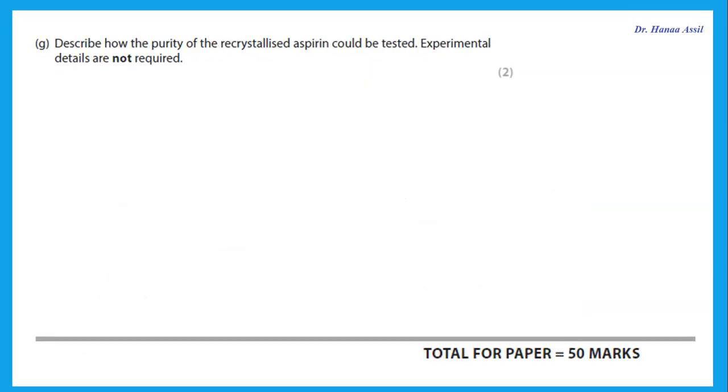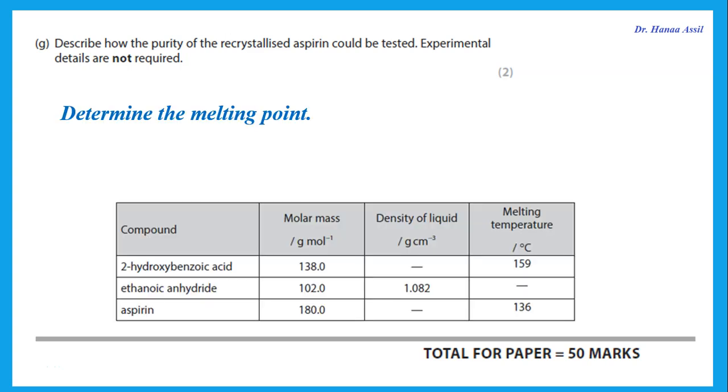Describe how the purity of the recrystallized aspirin could be tested. Remember, how do we test the purity of a solid? We determine the melting point, and it should melt sharply at the melting temperature that is indicated in the table. It says it should melt at 136. So if it is pure, it should melt sharply at 136.